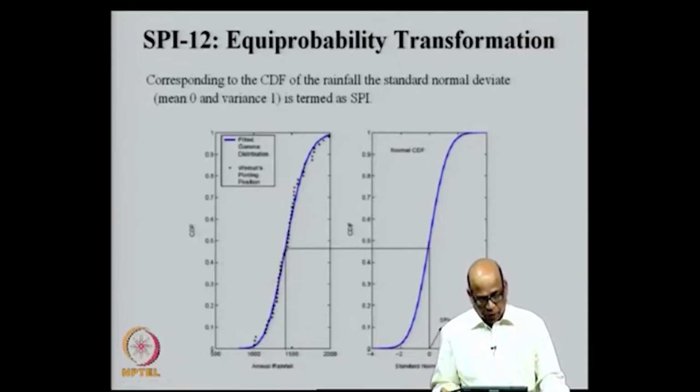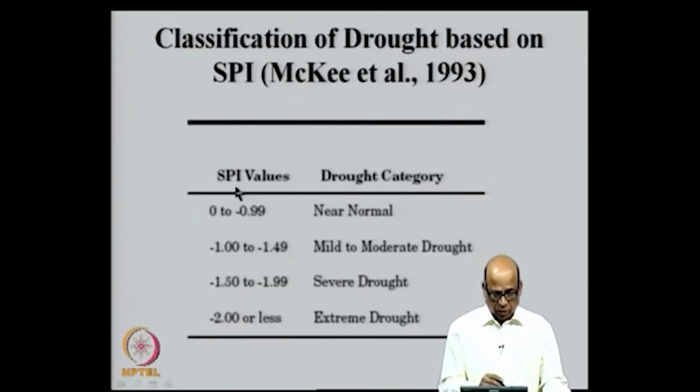Now, this SPI 12, depending on the value that you get here, will indicate the drought category. So, 0 to minus 0.99 indicates a normal situation, and so on, mild to moderate drought, then severe drought, extreme drought, etc. This is based on the SPI, that is the standardized precipitation index, and the reference is available here, McKee et al. 1993.